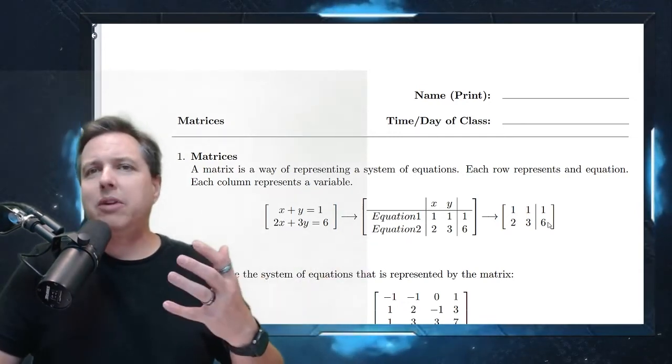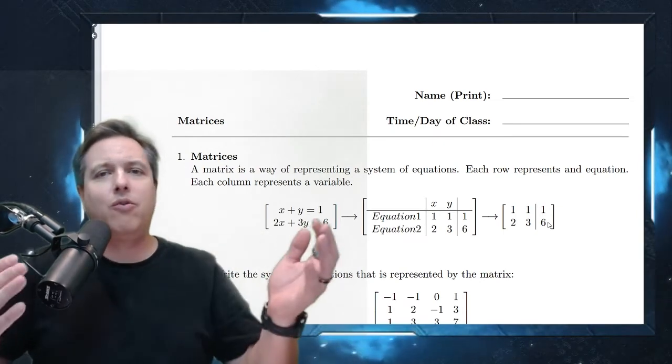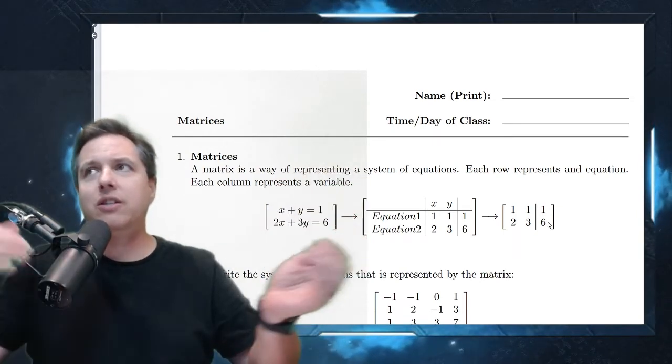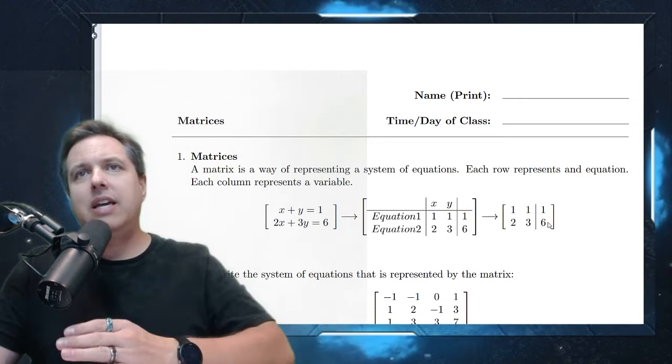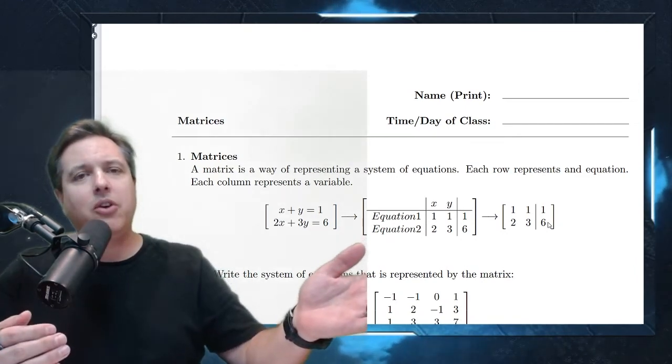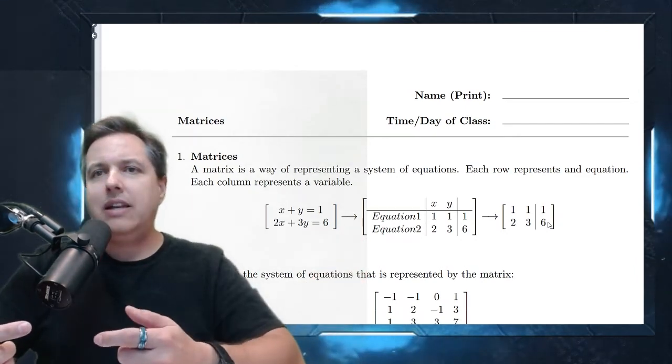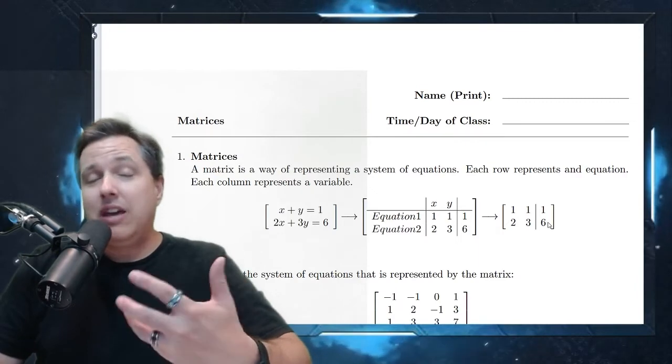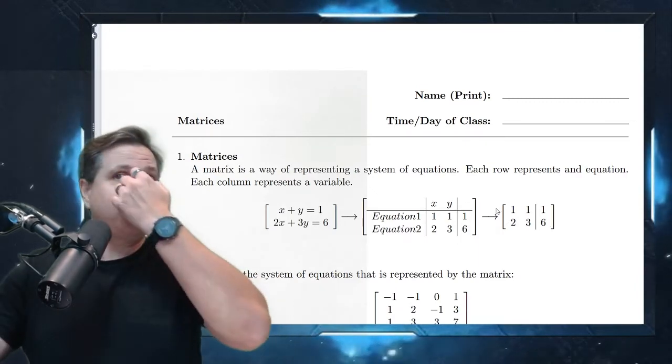Once you've seen the explanation, most people are pretty good at going back and forth: taking a system of equations and turning it into a matrix, and taking a matrix and turning it into a system of equations. So you'll want to do that. That's the basic thing that you have to be able to do.